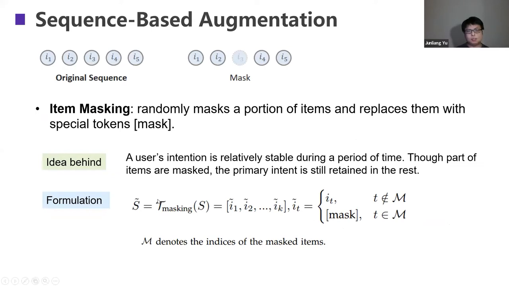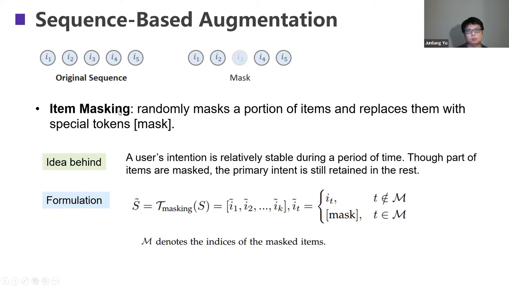Besides the graph, in recommender systems, the user interactions can often be modeled as a set of sequences. The sequence contains the interacted items, and they are sorted in time order, and the goal in sequential recommendation is to predict the next item. So there are also a lot of augmentation approaches that can be used to generate or to augment sequence data.